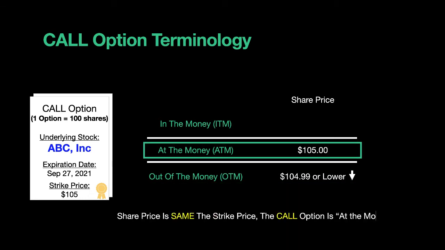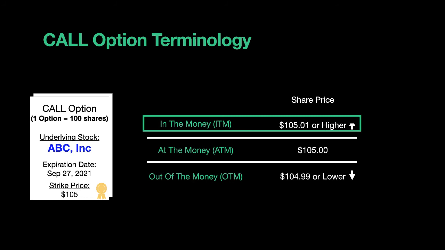Next is at the money, and this occurs when the share price is the exact same price as the strike price. So in this scenario, we see that the strike price is 105 and the share price is also 105, so the call option is considered at the money.